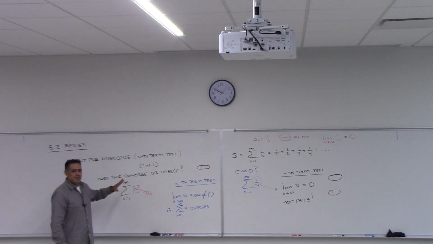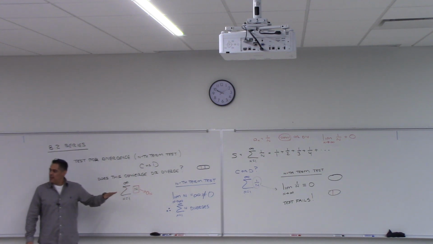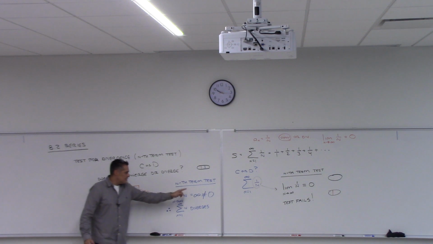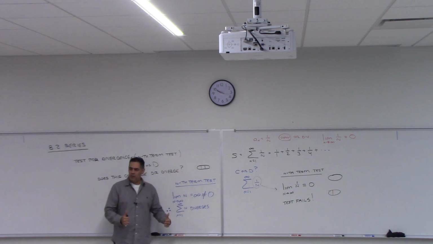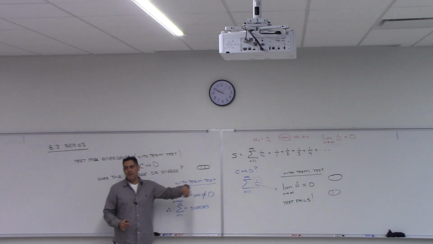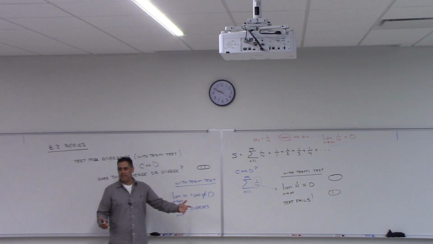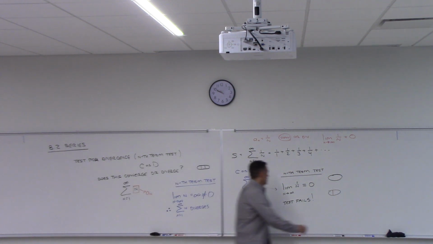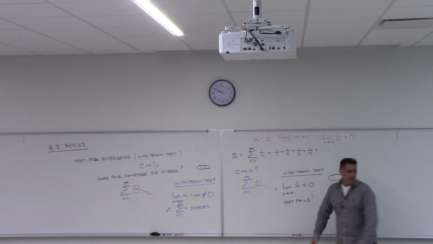So, all right. So, do y'all understand the idea of the divergence test? It only tests for divergence. If you get something other than 0, you can draw a conclusion. If you get 0, you better go get another test, all right? All right, next thing.